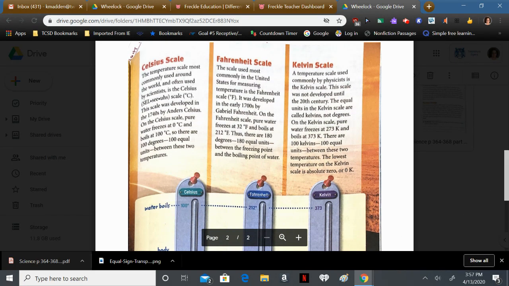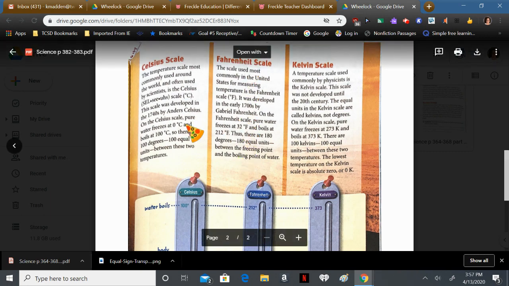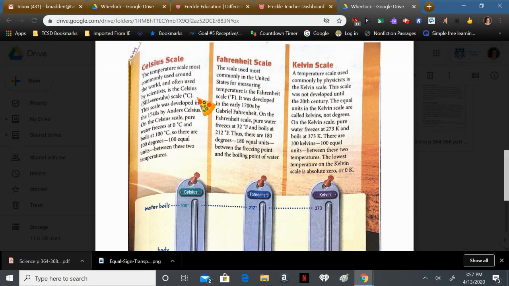So we have our 3 types of scales. We have our Celsius scale, our Fahrenheit scale, and our Kelvin scale. What we typically use is the Fahrenheit scale. But let's read about the Celsius scale. The temperature scale most commonly used around the world and often used by scientists is the Celsius scale, which is abbreviated with a degree symbol and a C. This scale was developed in the 1740s by Anders Celsius. On the Celsius scale, pure water freezes at 0 degrees Celsius and boils at 100 degrees Celsius. So there are 100 degrees, 100 equal units between these 2 temperatures.